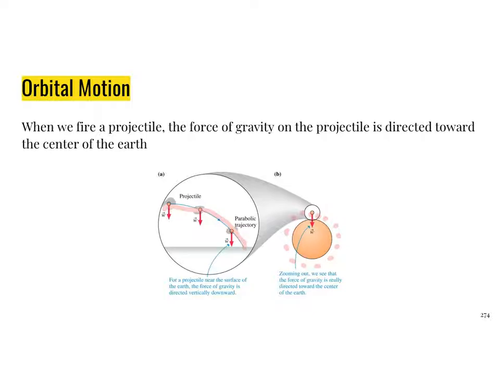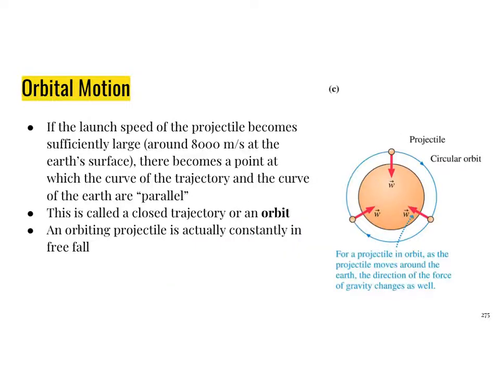When we fire a projectile, the force of gravity pulls that projectile downward towards the center of the Earth. If I could launch it fast enough, which turns out to be right around 8,000 meters per second at the Earth's surface, there becomes a point at which the curve of the projectile matches the curve of the Earth. It becomes parallel to the Earth. We call this a closed trajectory because as it goes all the way around, it comes back to the exact same original point. So we call that an orbit.